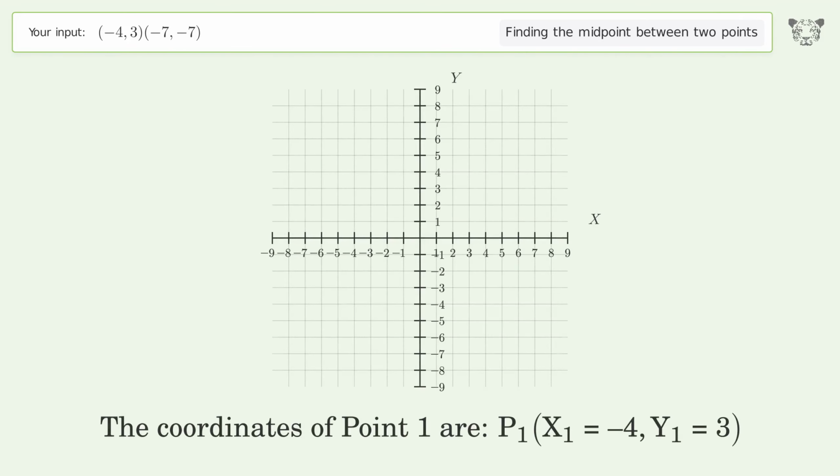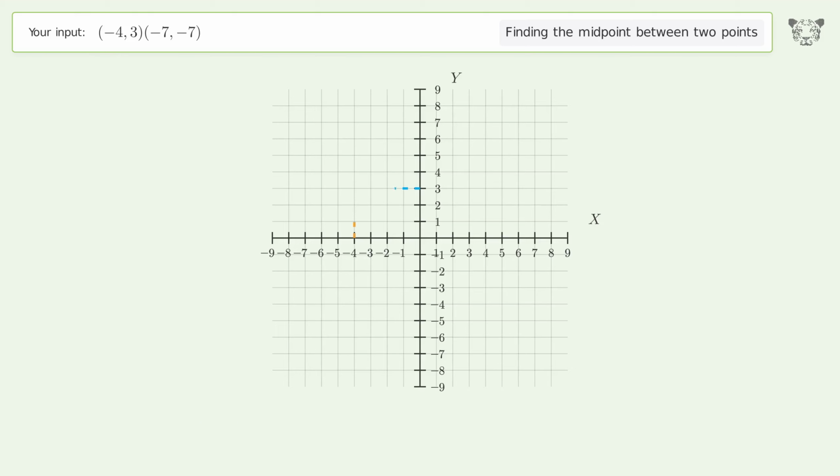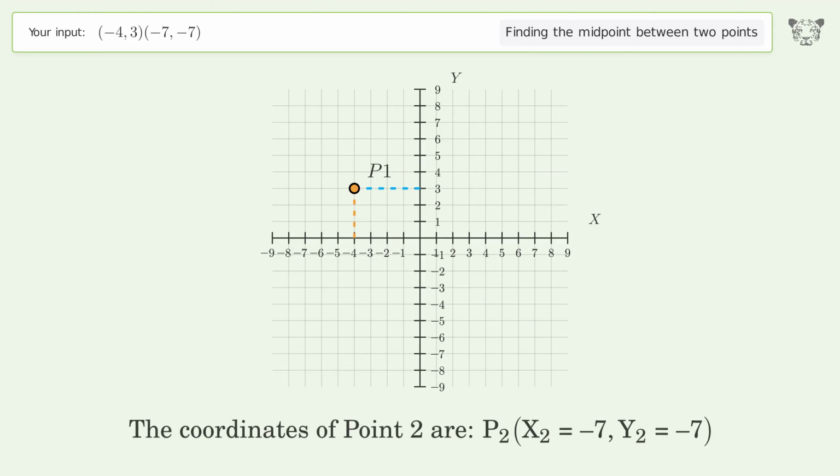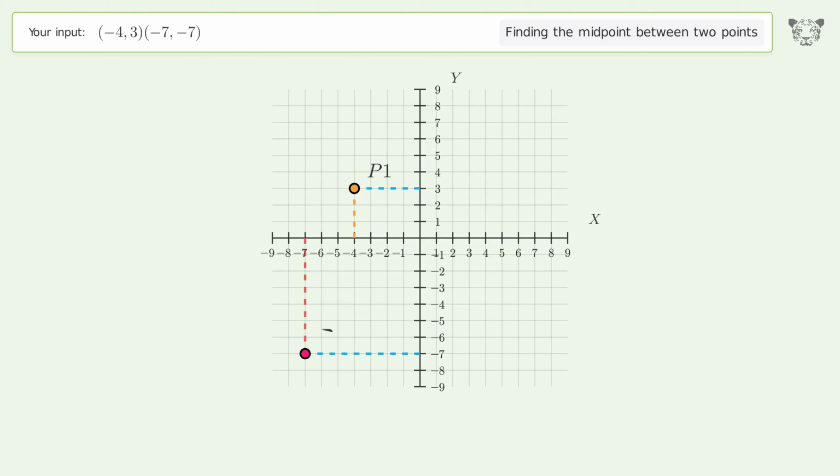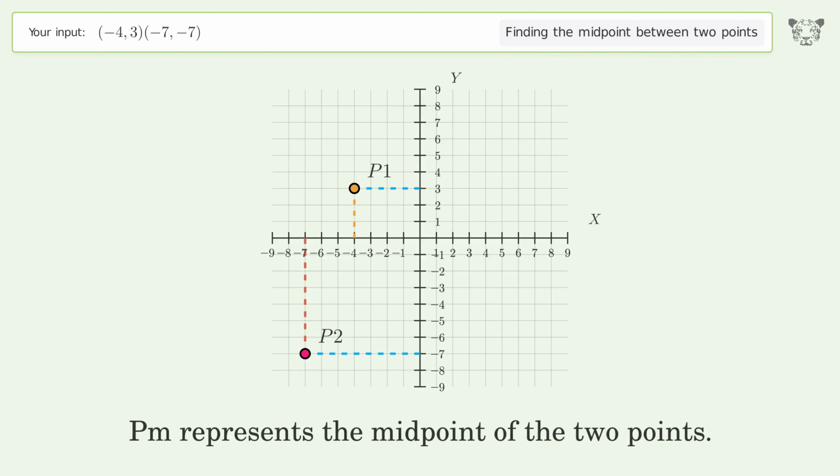The coordinates of point 1 are x1 equals -4, y1 equals 3. The coordinates of point 2 are x2 equals -7, y2 equals -7. PM represents the midpoint of the 2 points.